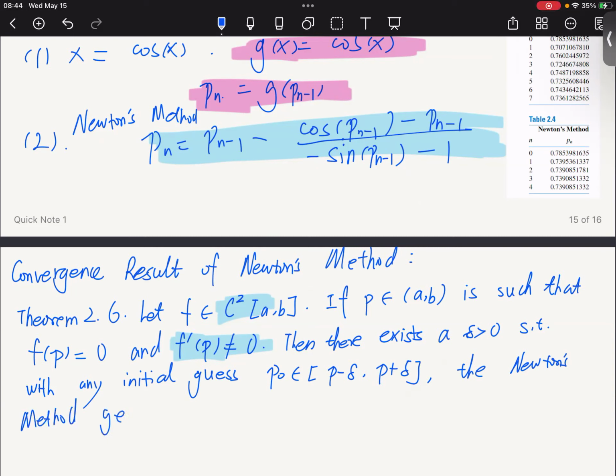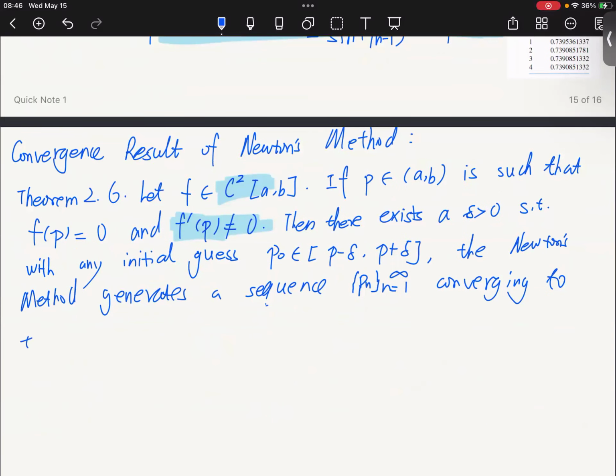generates a sequence Pn, and this sequence is converging to the solution P. And you will see there are 3 very important components here.